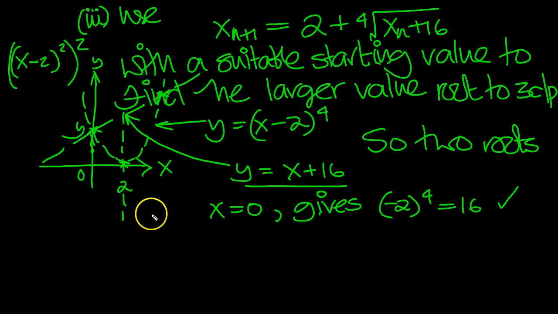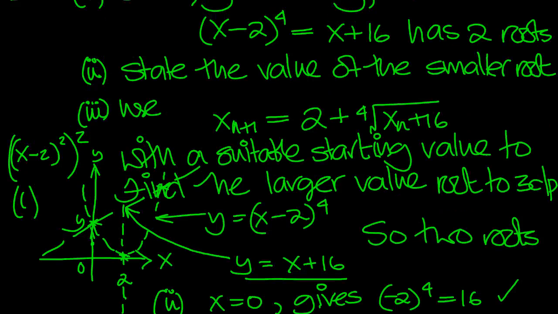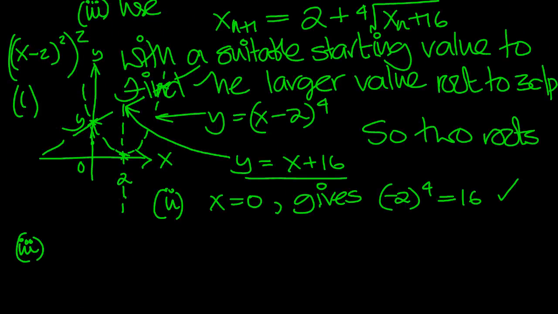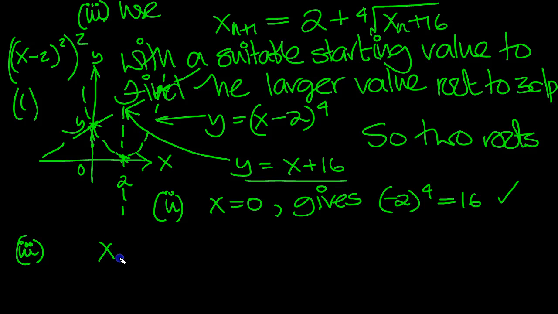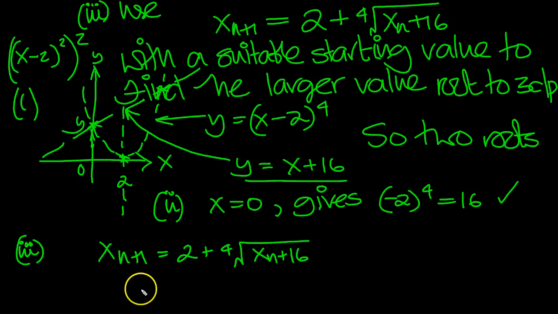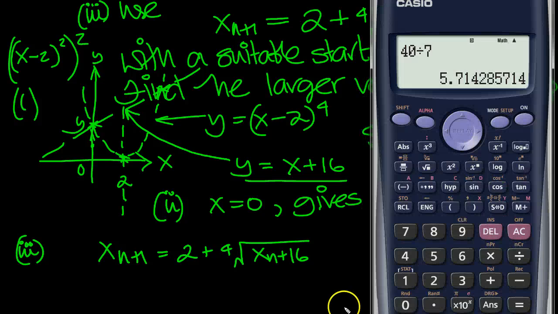So this is part 2, and the root was at x = 0. This was part 1, where we did the two sketches. Now we do part 3, and we're going to use that iterative formula: x_(n+1) = 2 + the fourth root of (x_n + 16). We're going to put 3 in to start with, and work out the values, accurate to 3 decimal places. So let's get our calculator.